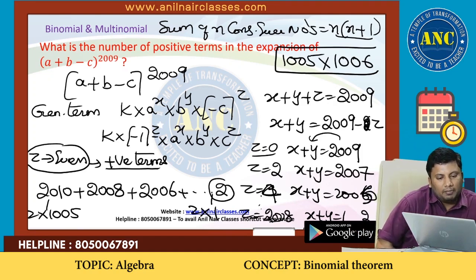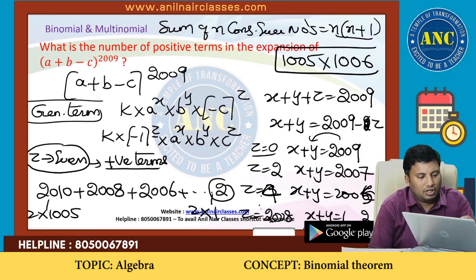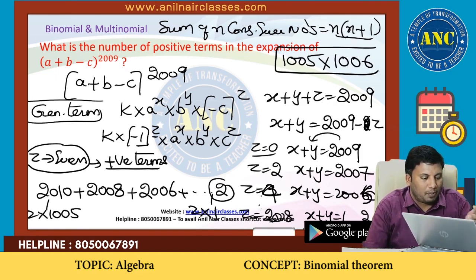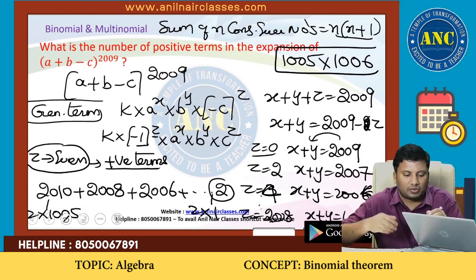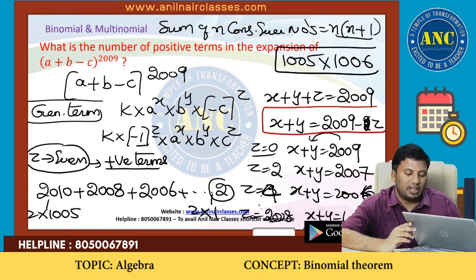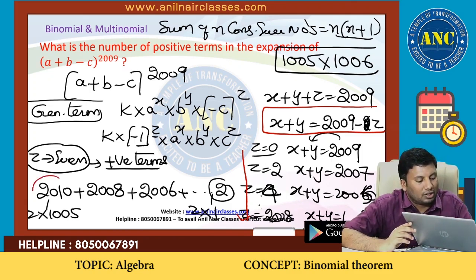A plus b minus c power 2009. The generic term will be k into a power x, b power y, minus c power z. Positive means z should be even. x plus y plus z equals 2009, so x plus y is 2009 minus z. For z equal to 0, x plus y is 2009, so I get 2010.